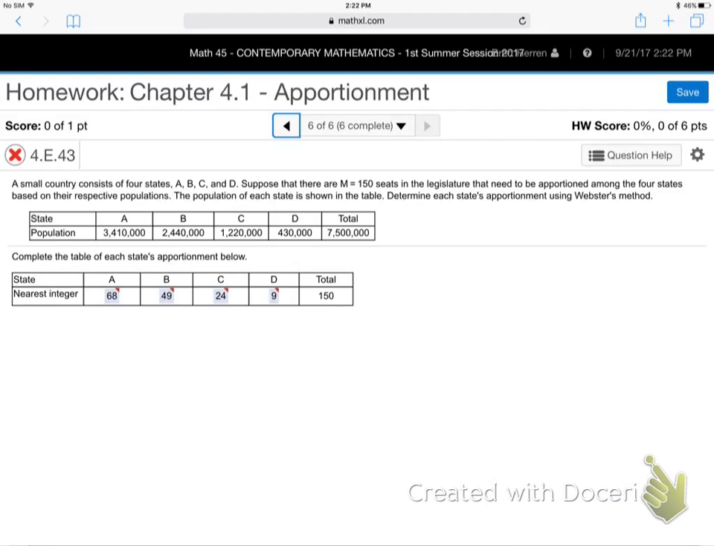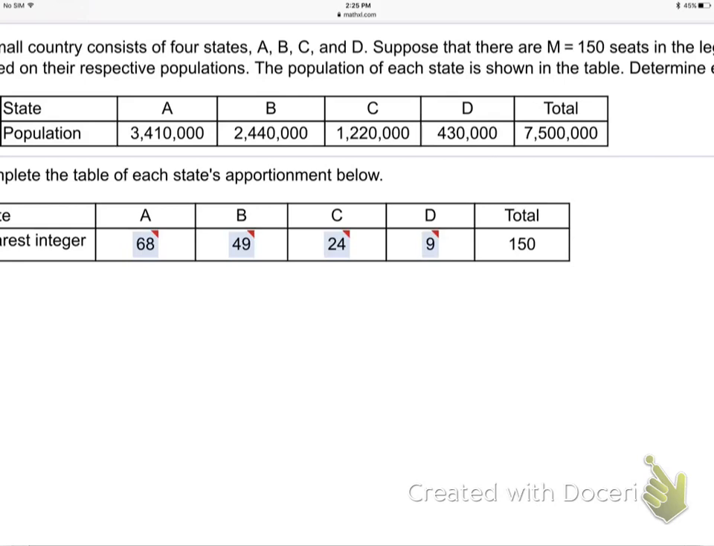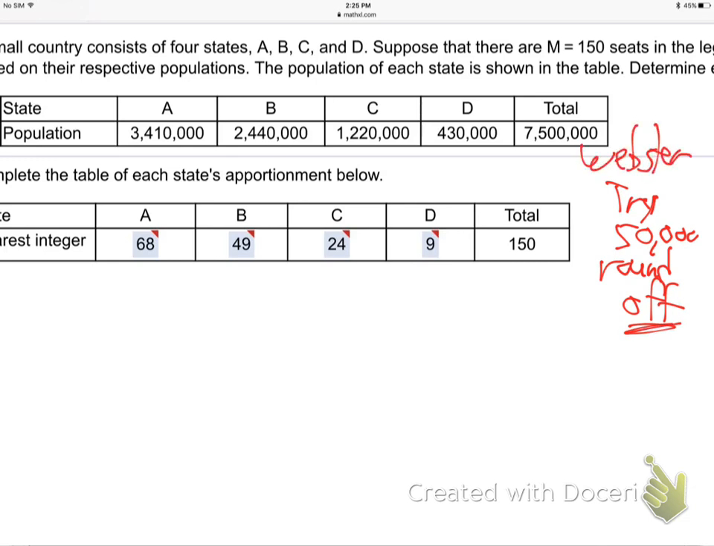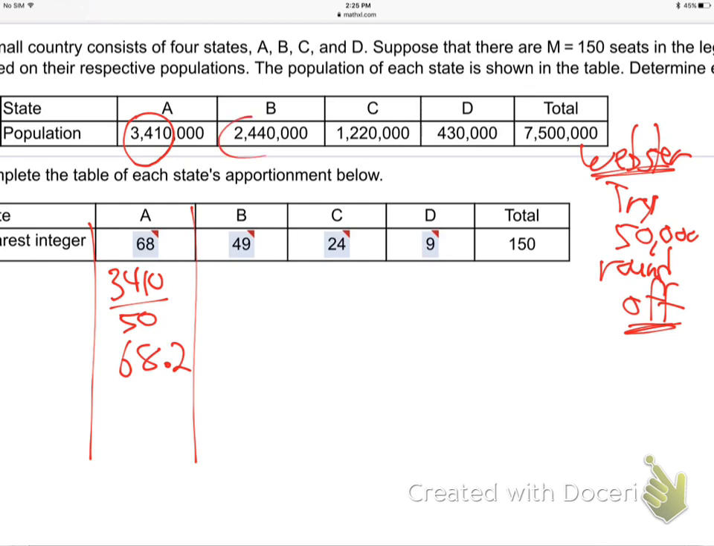Okay. Oh, I need to make that bigger. Okay. So here we go. I'm going to try 50,000 and round off because it's Webster's method. So here we go. I'm just going to take 3410. I can cut off the last three zeros. Divide by 50. Right? Just save some time here. 3410 divided by 50. Cut off the zero. 68.2.